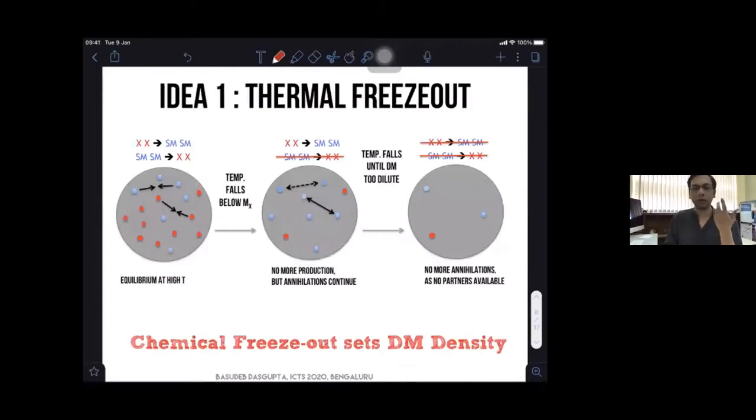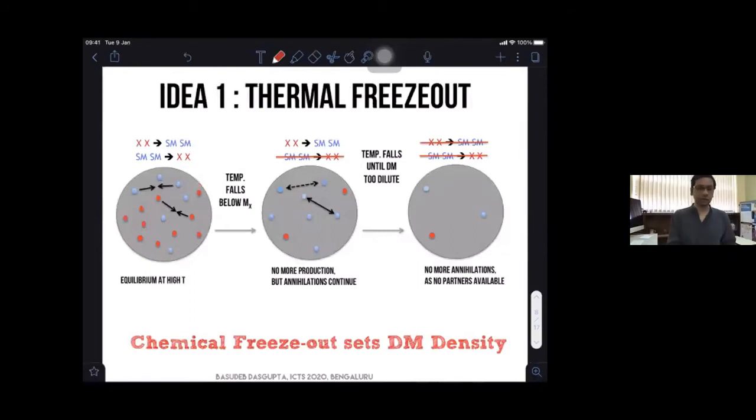So the first idea is that we want to explain why omega h square is 0.12. Okay. So the first idea that very nicely explains this number is something called thermal freeze-out. Many of you are familiar with it, but it's just revision for you.